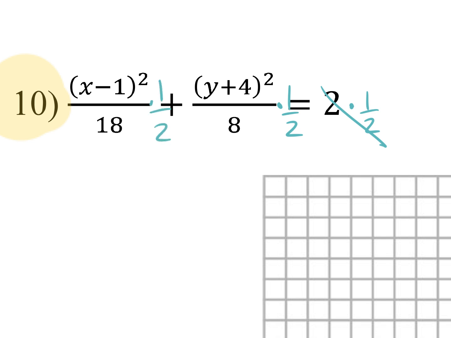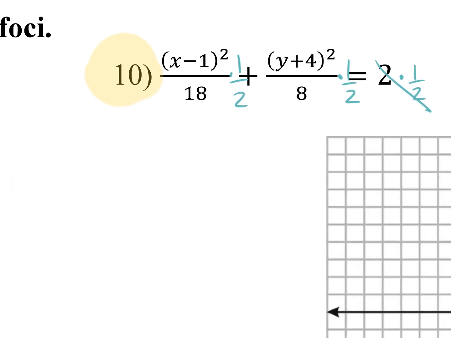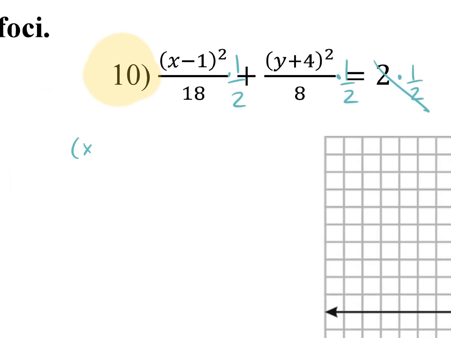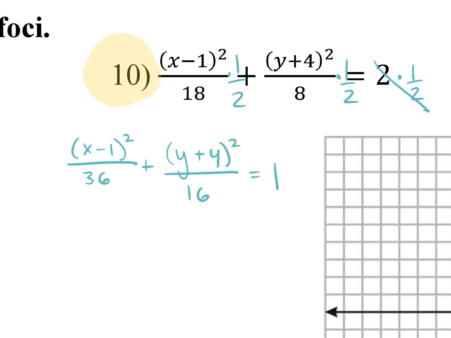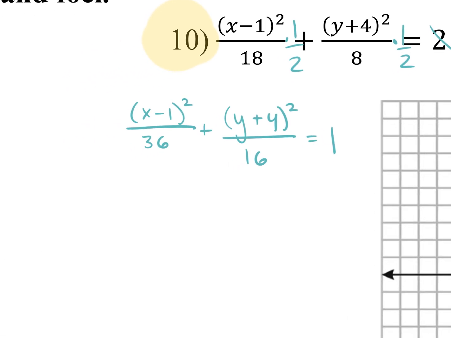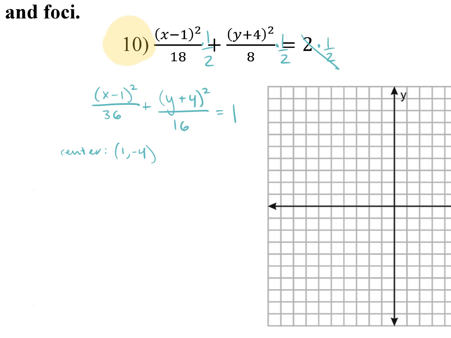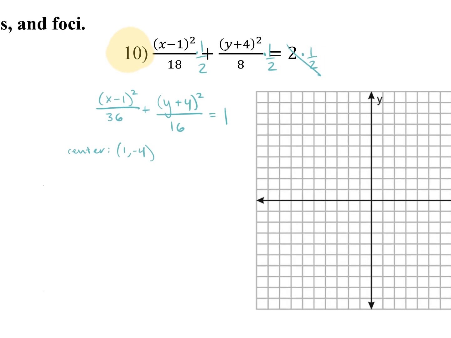I think a lot of people, when they were dividing, got mixed up with the keep, change, flip, so their values were off. So here our new equation is x minus 1 squared over 36 plus y plus 4 squared over 16 is equal to 1. Now that it's equal to 1, we can find everything we need. What's our center? Perfect. 1 comma negative 4, so I can graph that. We're going to go to the right 1 down to negative 4.